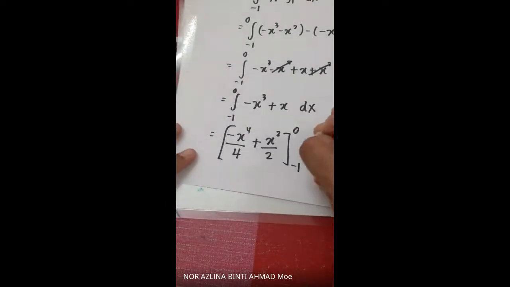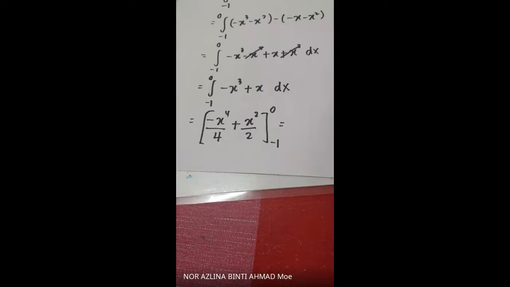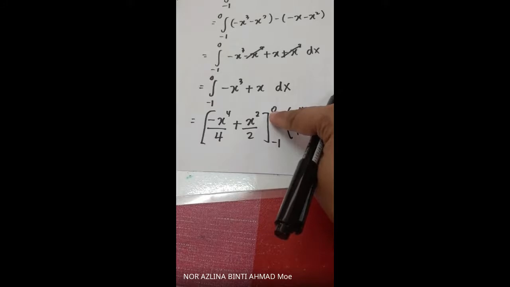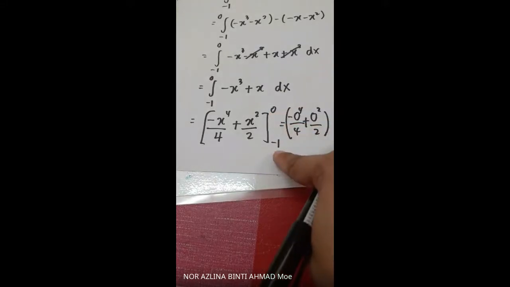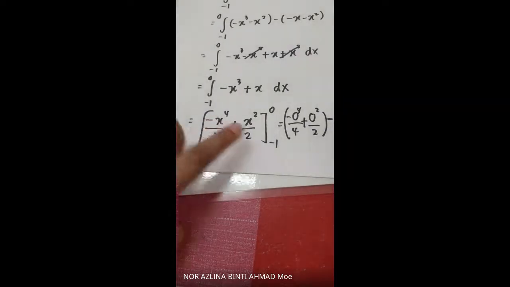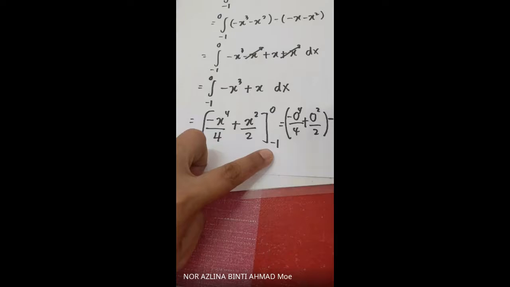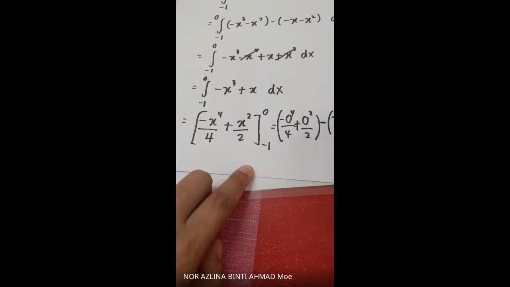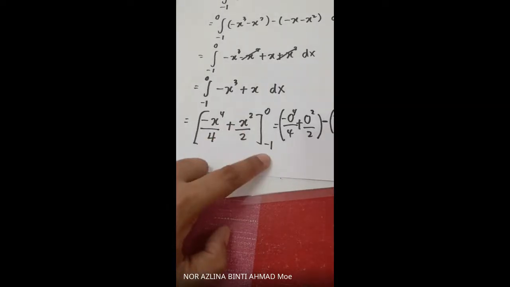Next, you need to substitute the value of x with 0. So negative 0 power of 4 over 4 plus 0 squared over 2. Okay, this is the substitution when x equal to 0. Next, substitution when x equal to negative 1. This is minus. So negative, x is negative, negative 1 power of 4 over 4, plus x, we substitute with negative 1 over 2.